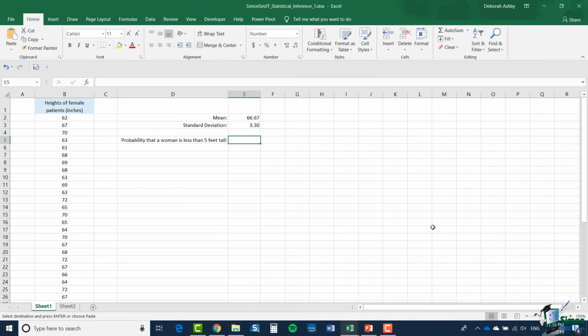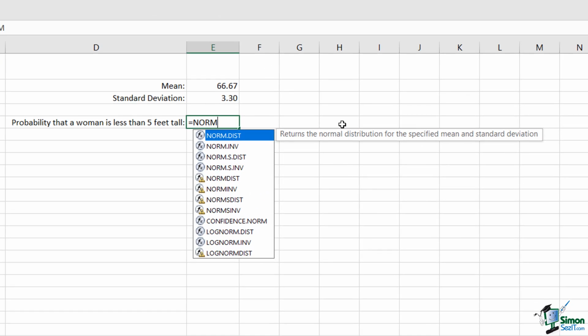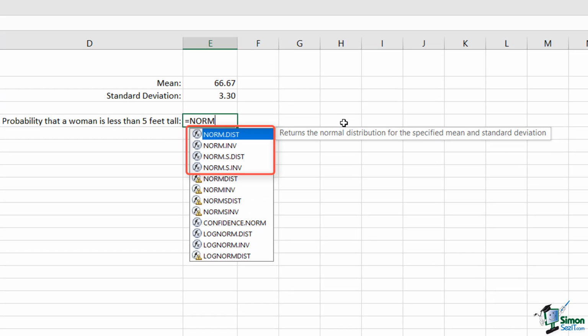We're now going to calculate the probability that a woman chosen at random from this population will be less than 5 feet tall. Now, the function we're going to use to calculate this is one of the normal functions. And if you look at the list of normal functions, there are 8 of them. And the first 4 are the ones that we normally use, whereas the old 4 are the ones with the yellow triangles. These are the ones that the new 4 have replaced.